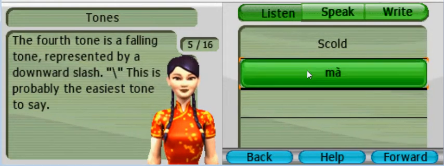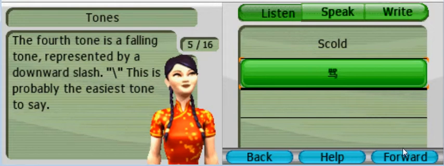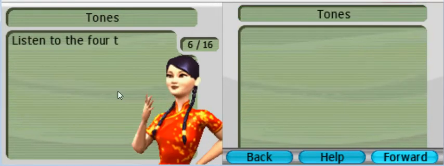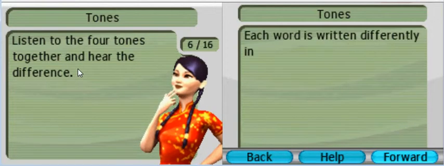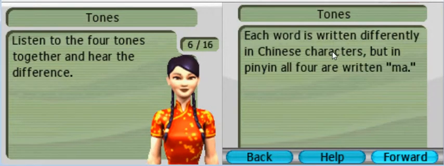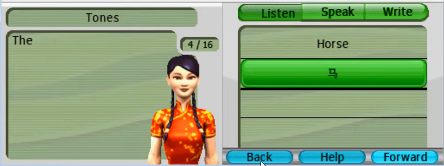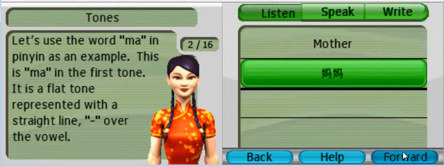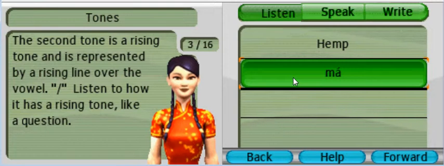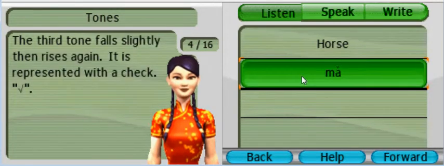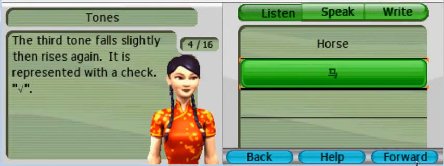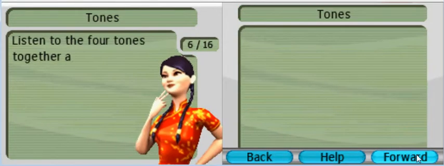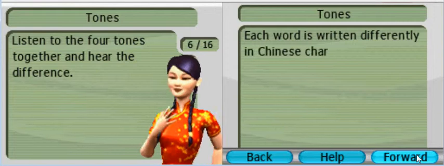Ma. Ma. Does it make sense? Did I say it well? That's my biggest concern. Listen to the 4 tones together and hear the difference. Each word is written differently. Ma. Ma. It's very hard for me to tell the difference.